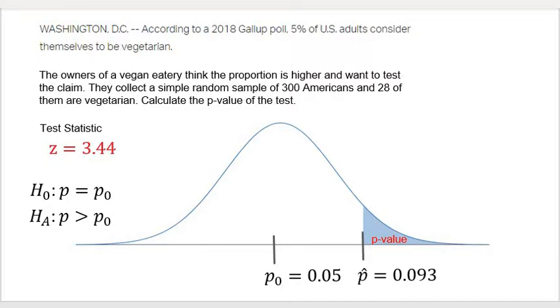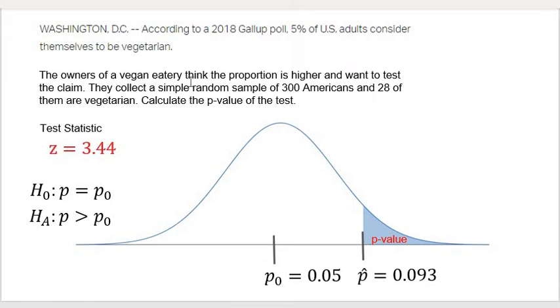All right. In this case, we have the owner of a vegan eatery who wants to test the claim made by a Gallup poll that 5% of Americans are vegetarian. So to this end, the owner goes out and samples 300 Americans and asks them, are you a vegetarian? And 28 of those Americans said that they were vegetarian.